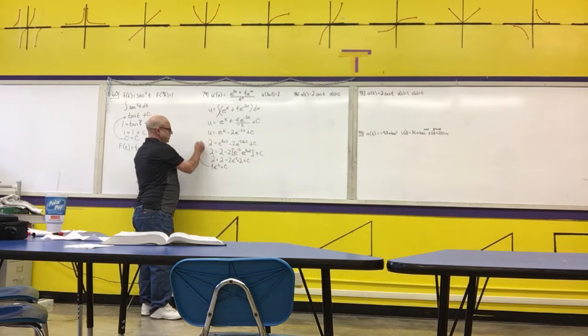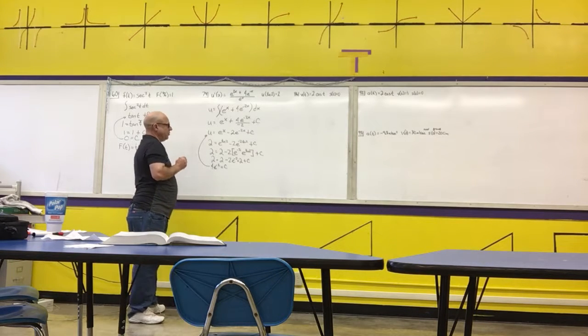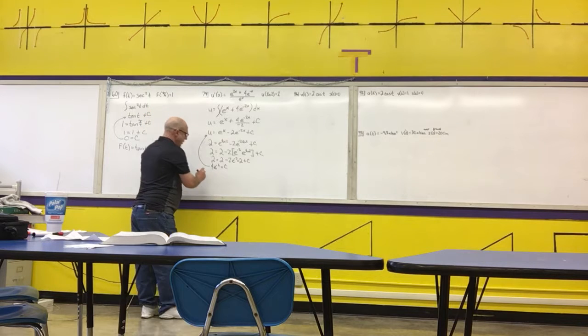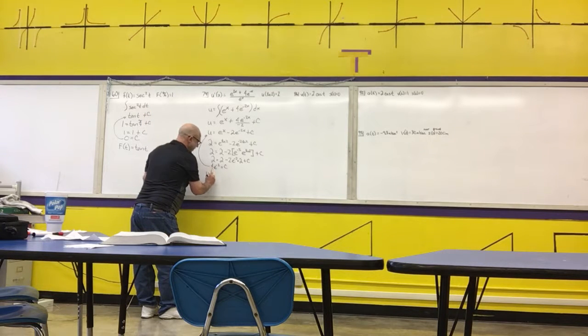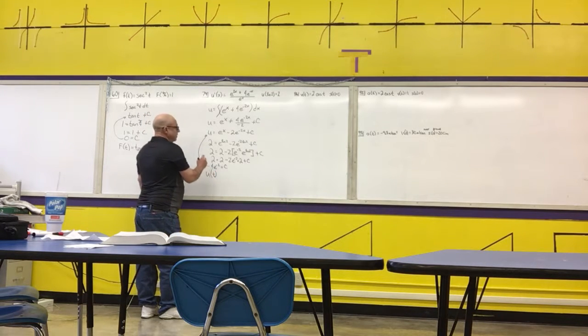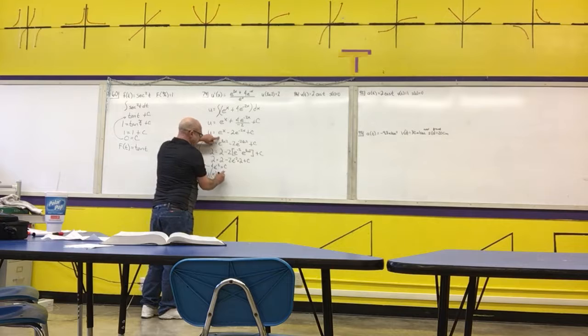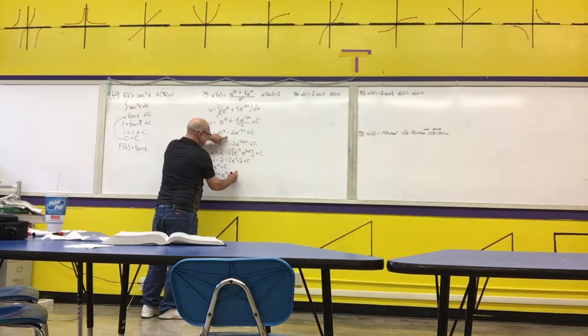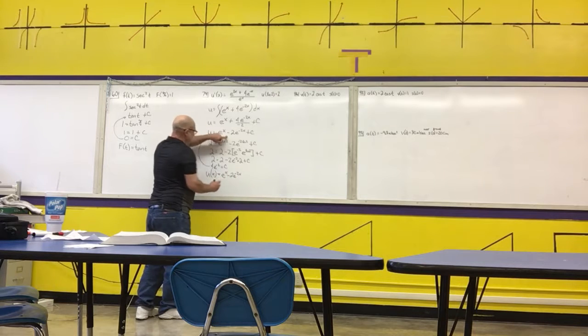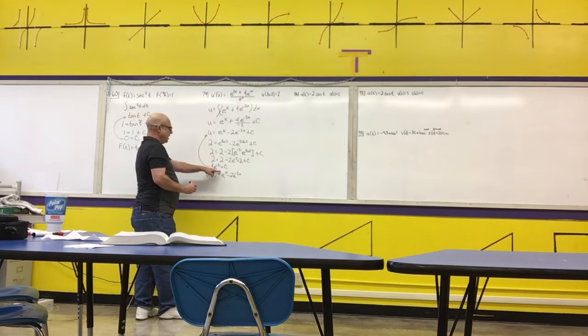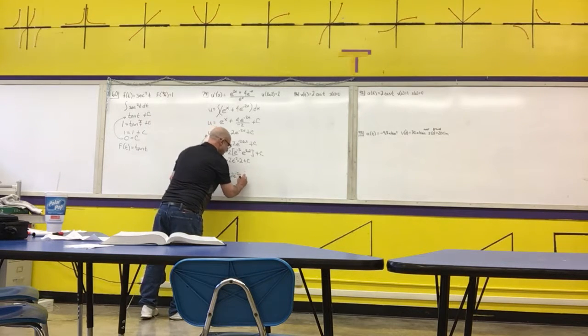I'm going to take that constant, put it back into my general antiderivative, and I get u of x is equal to e to the x minus 2e to the negative 2x plus 4e to the negative 2.